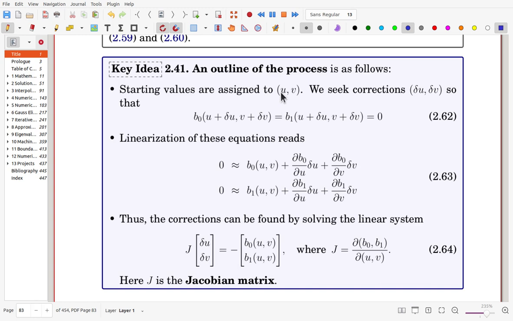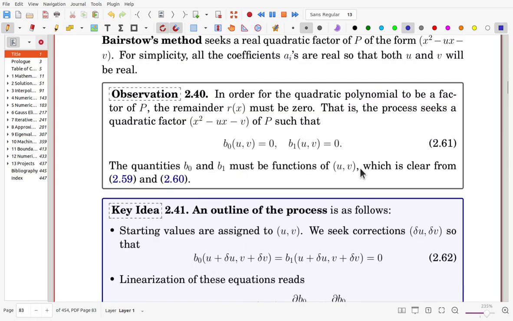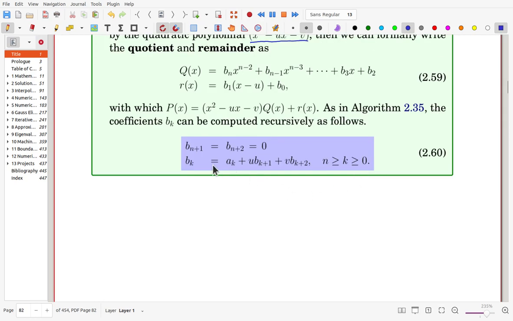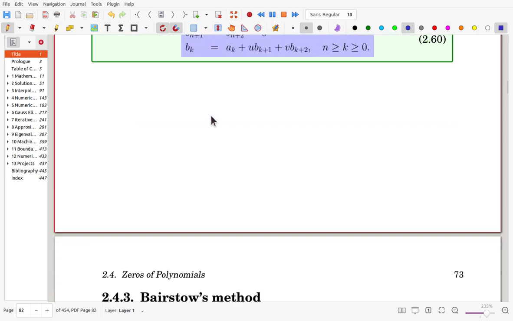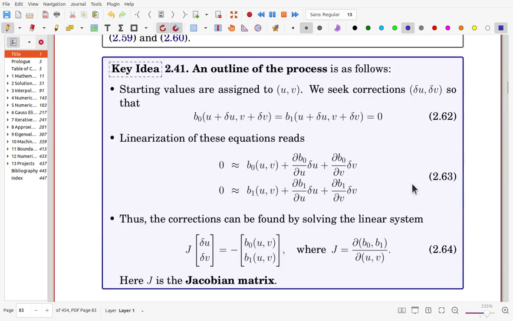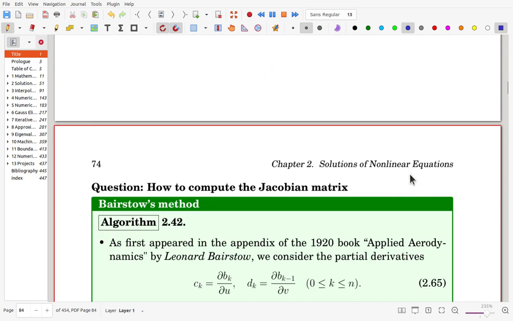Now, running iteratively, we try to update u and v such that, for given u, v, evaluating by using this recursive formula, b0, b1 must be 0. If these two are 0, then the current u, v will make a quadratic factor, right? Okay, that is Bairstow's method.